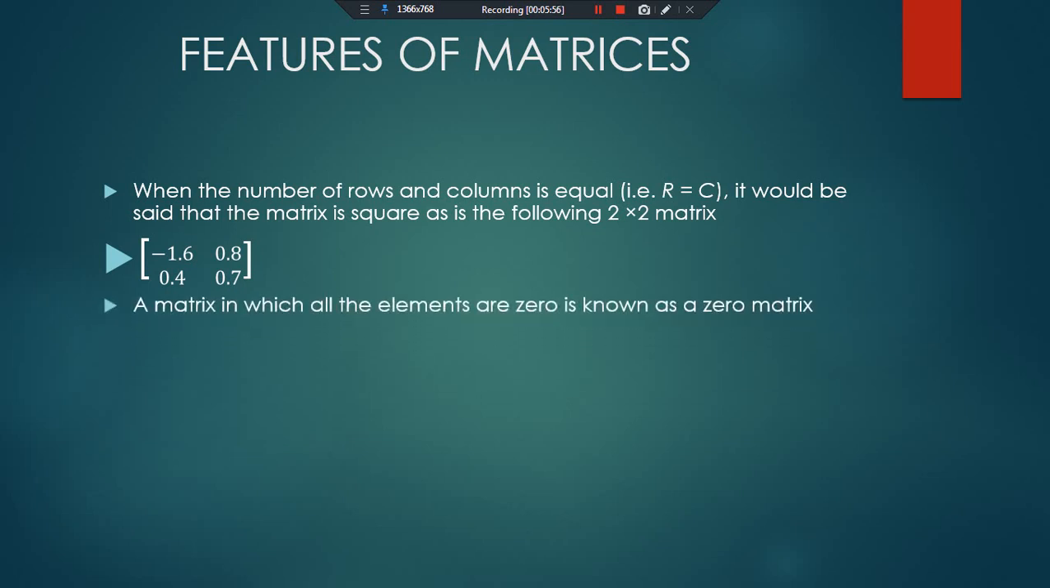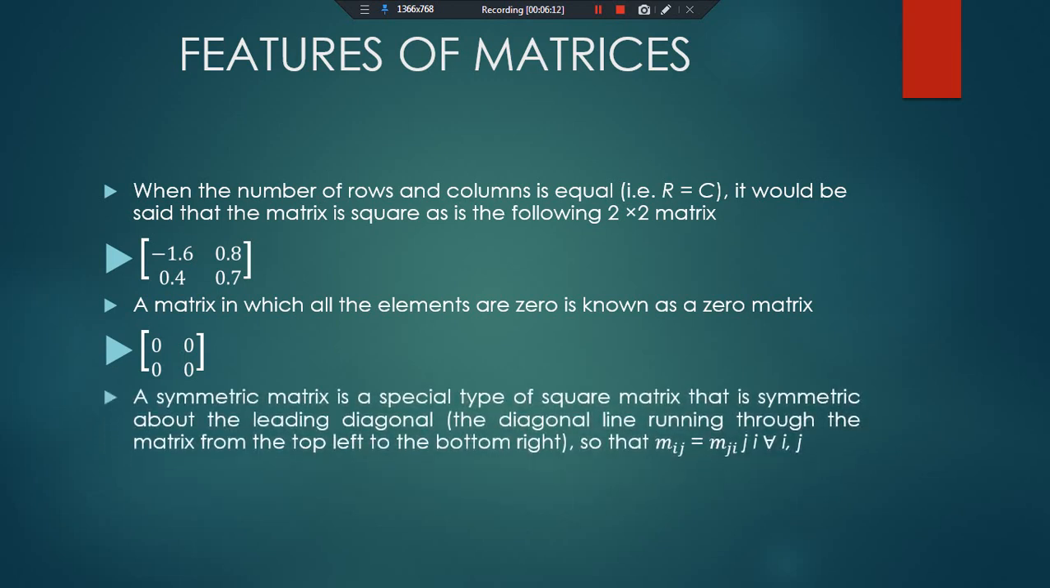A matrix in which all the elements are 0 is known as a zero matrix. Here you can see that all the given numbers in the matrix are 0. So this is known as a zero matrix. A symmetric matrix is a special type of square matrix that is symmetric about the leading diagonal.